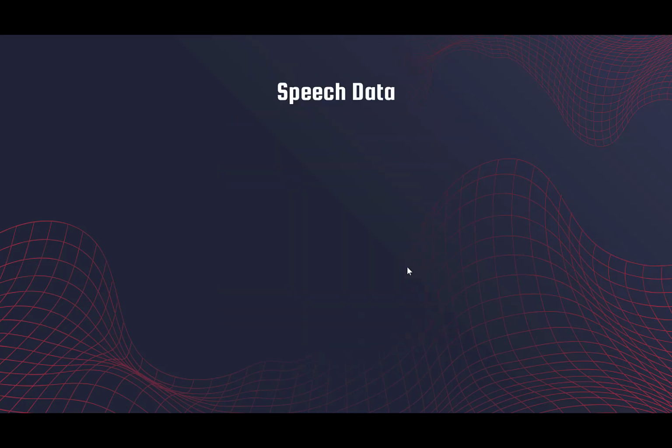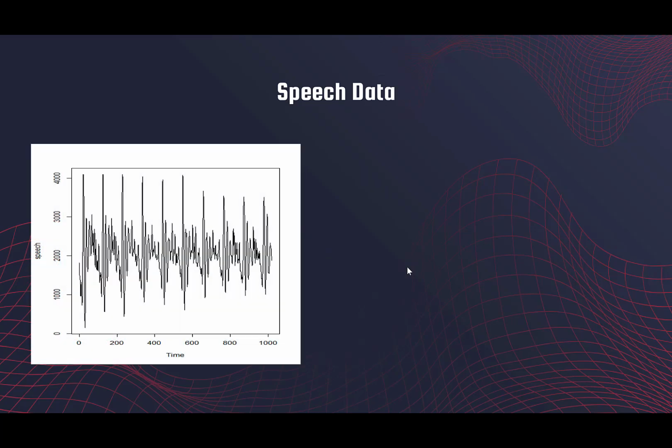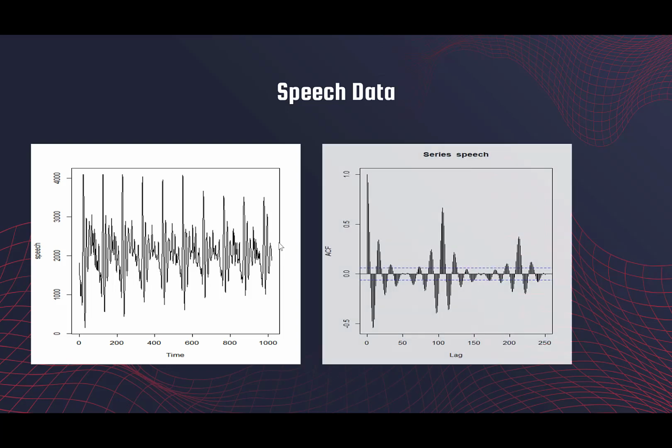So next we'll take a look at one of the data sets that we have discussed earlier. That's the speech data set, and this is the plot for the speech data set. You can see that it has these repeating, recurring patterns, right? Now I'm going to plot the autocorrelation function for this data set.